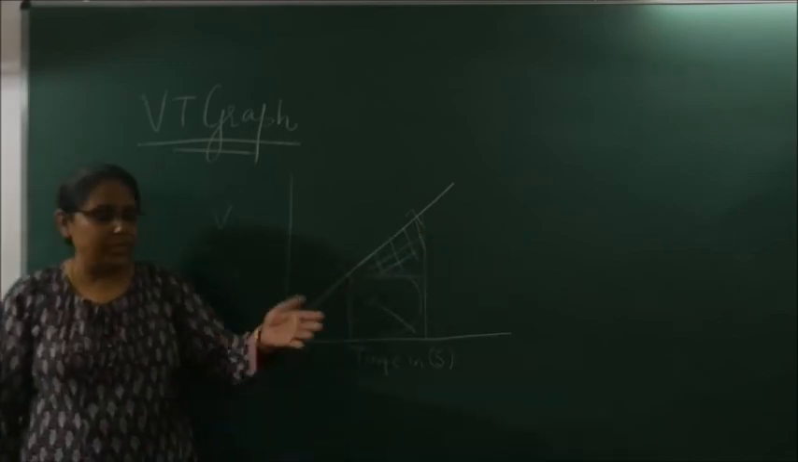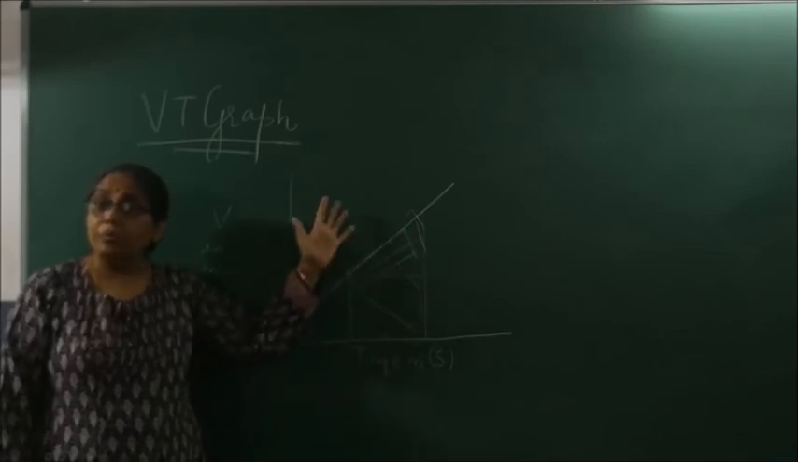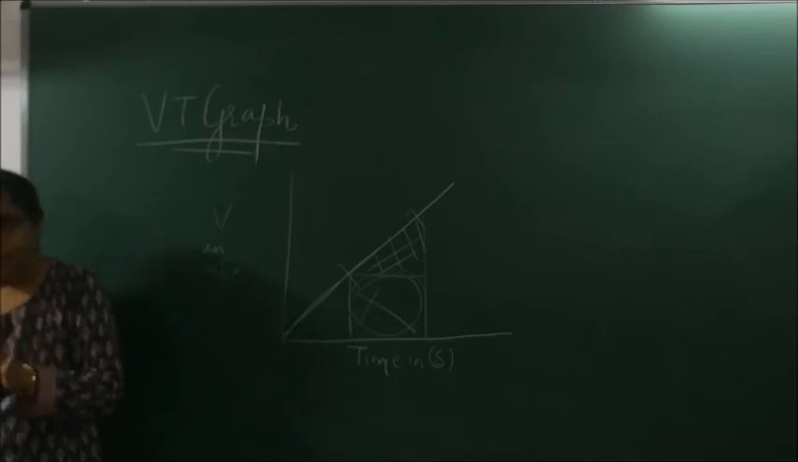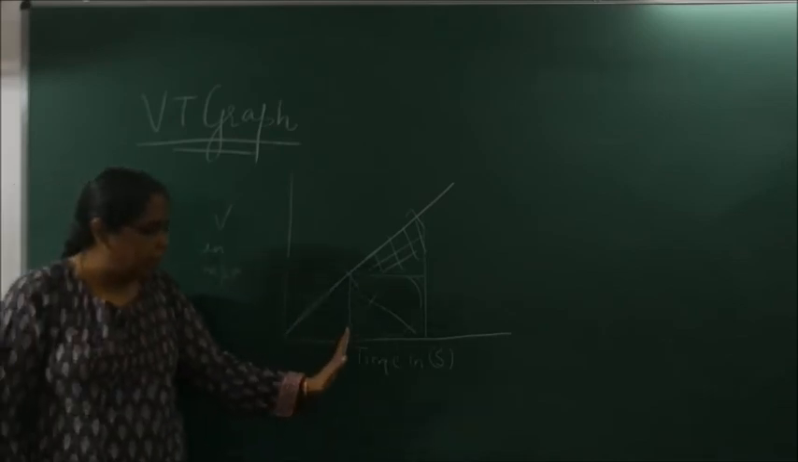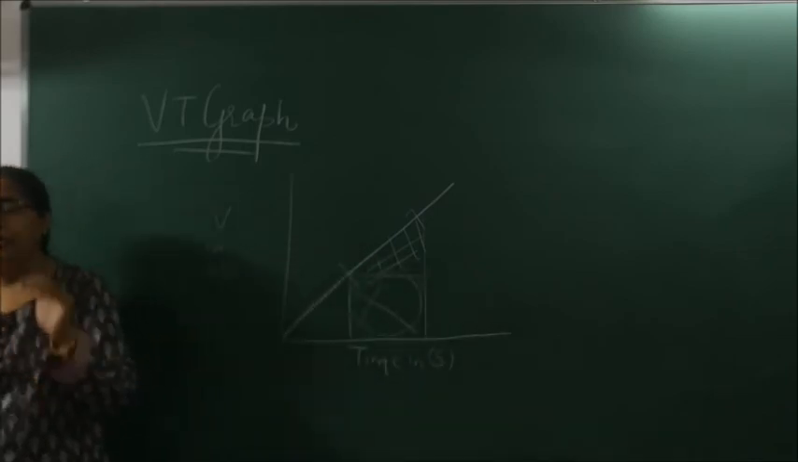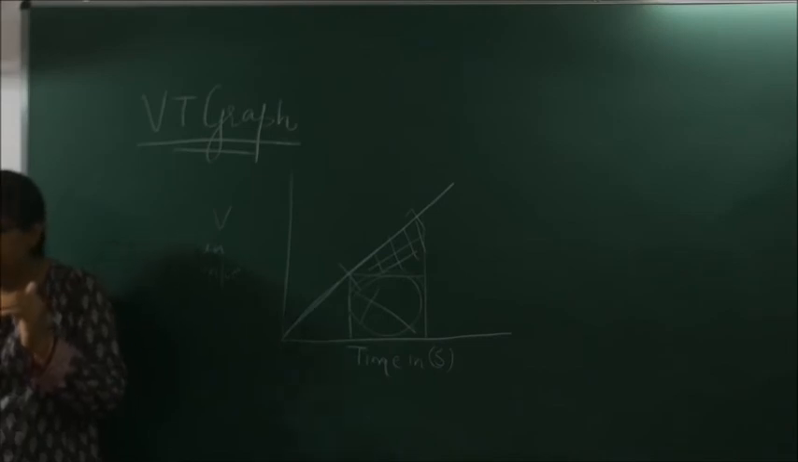We will study how it is. So triangle plus this gives me what? Displacement of a particular object in a particular time. Let us suppose between time interval T1 and T2. So clear what we have written? The area below the VT graph gives me the displacement.